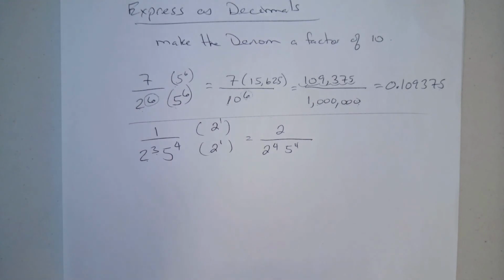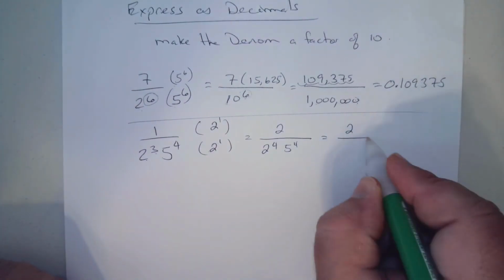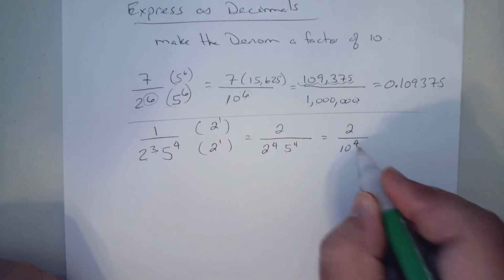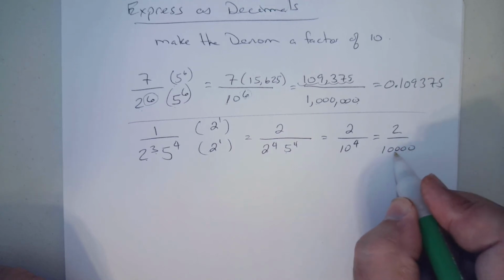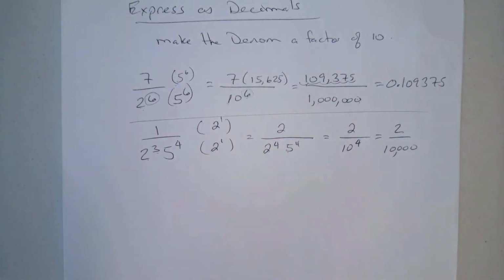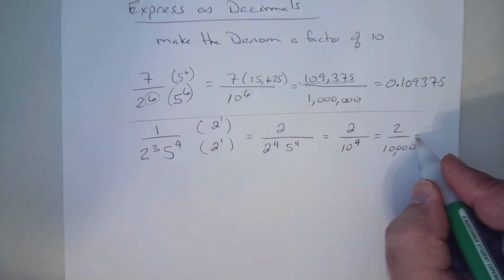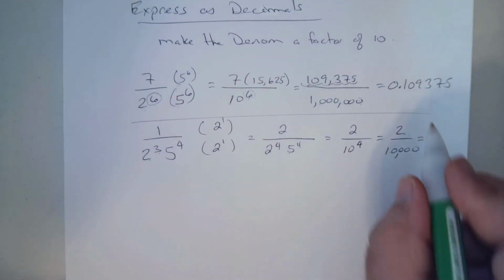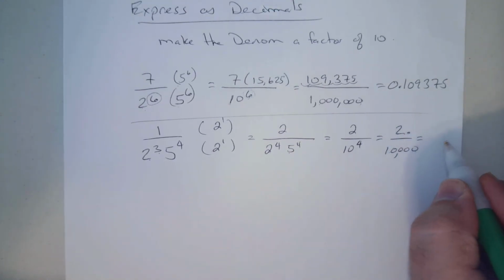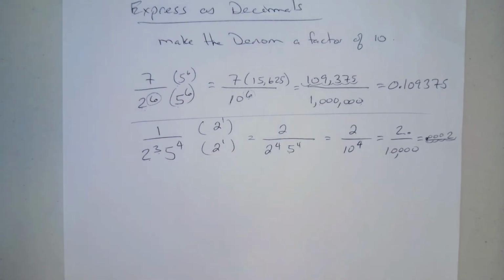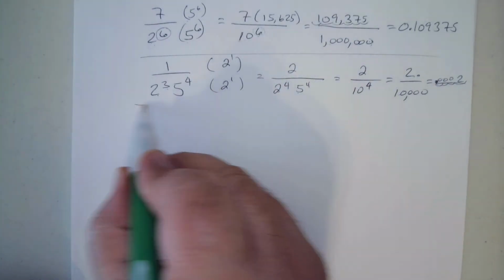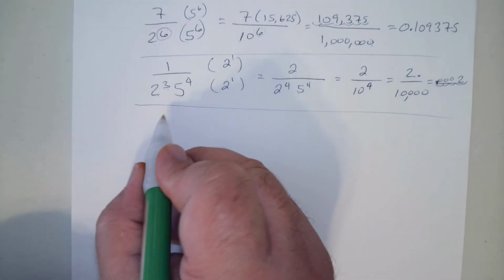Now what do we have on the bottom? Look on the bottom, 2 times 5 is 10, and they're both to the power 4. So we have 1, 2, 3, 4. 2 over 10,000. Which means we move the decimal 1, 2, 3, 4 spaces to the left. So we have 2. 1, 2, 3, 4. So it's 2 with 3 zeros in front of it. So that's the pattern we're looking for, if possible.